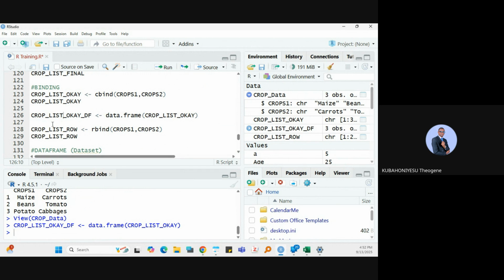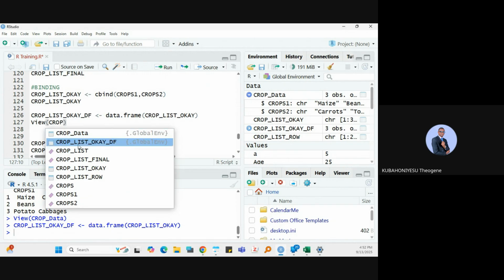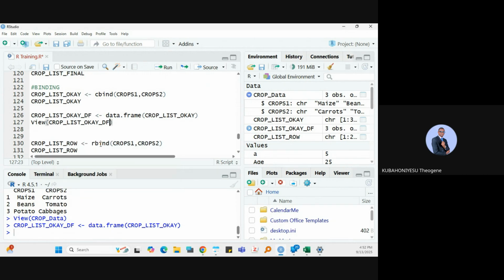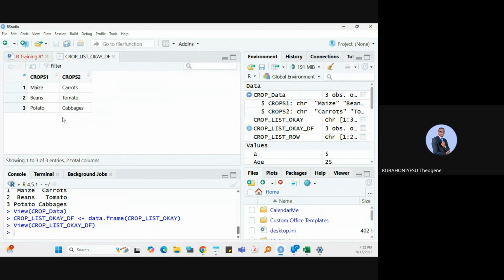Now it's a data frame. So now what I can do is view it in tabular form. View, yes, crops list. Here, this one, there's a global environment. So I do this, you can see it is there. So for you to see it as a table does not mean it's a table.